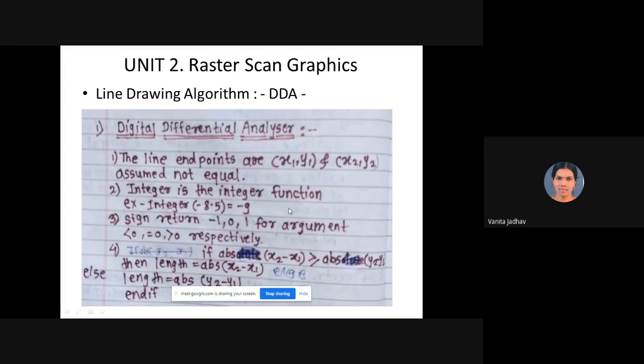Or you can take -3.5 or -3.4. If I pass -3.4, it returns me -4.